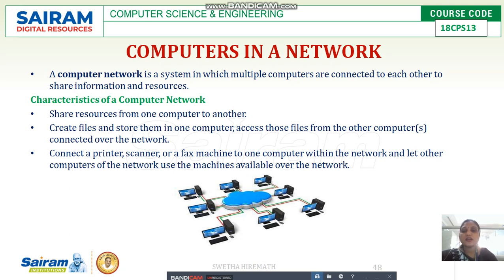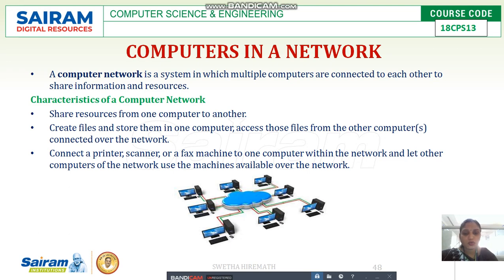The systems which are connected over that network can share the same resources, and we can create files and store them in one computer, and also the accessibility can be given to the other computers connected over that network. And also if there are minimum resources like printers, scanners or fax machines, then instead of connecting them to a single computer, the different computers over the network can be connected, and they can use these resources, either printer, scanner or fax machine.